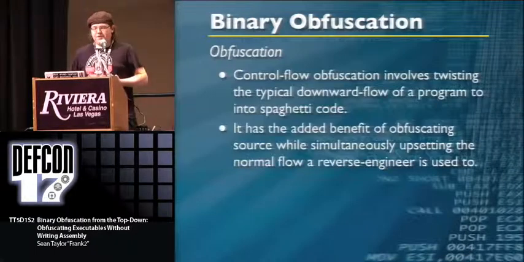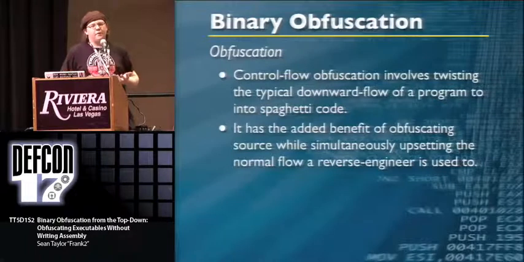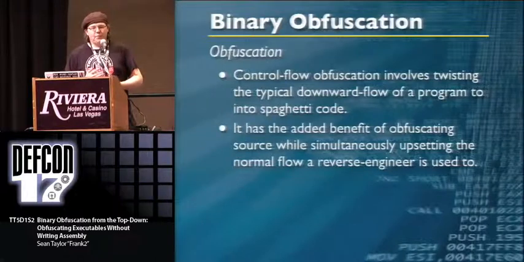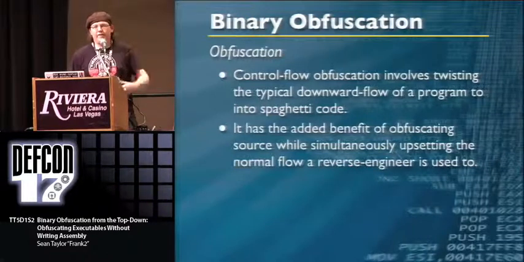Control flow obfuscation basically means twisting the actual typical downward flow of your program into some sort of nest of spaghetti code. And when you employ this in upper level code, it has a really cool benefit of completely messing with the actual code and making it illegible and really hard to understand, because the data is literally going in a whole bunch of different places.